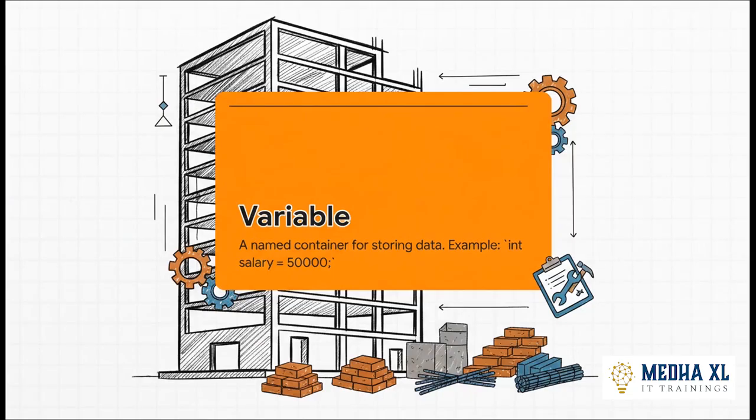Okay, so once we have our materials, where do we actually put them? Well, we store them in variables. The easiest way to think of a variable is just as a labeled box on our construction site. So this box here, it's named salary. It's designed to hold a whole number, an int, and right now it's holding the value 50,000. It's really that simple. It's just about staying organized.